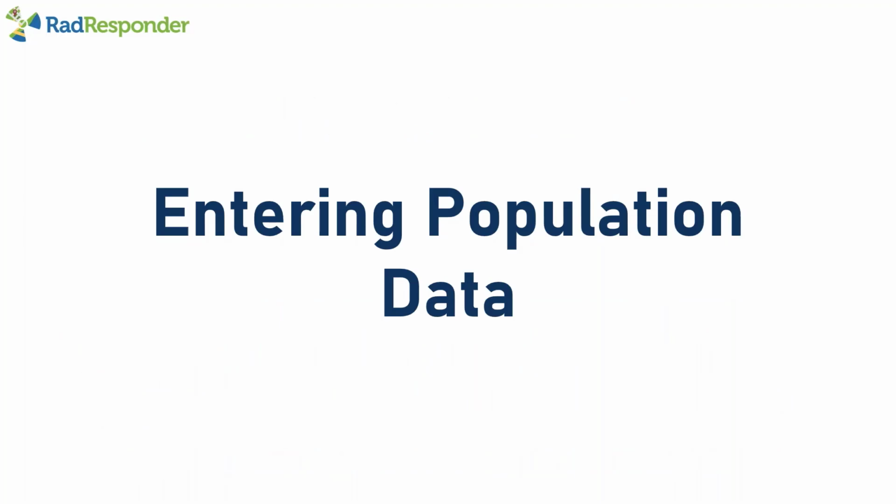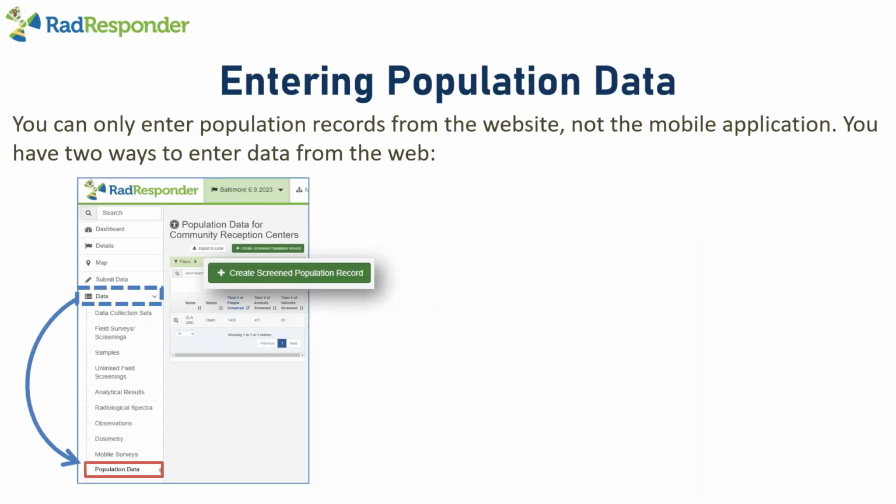Step 1 was creating the event. Step 2 is making sure the CRC is on the event if it wasn't added by default automatically. And now it's time to actually enter your population data. You can only enter population records from the website, not the mobile application, so something to keep in mind here. And you do have 2 ways to enter the data from the web.